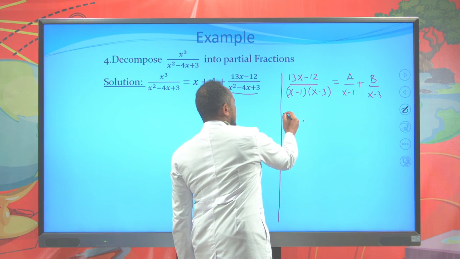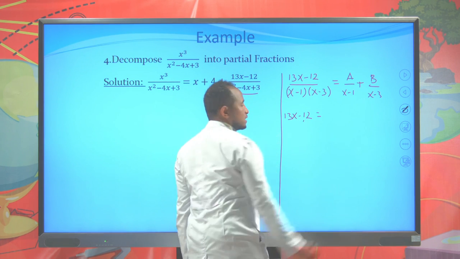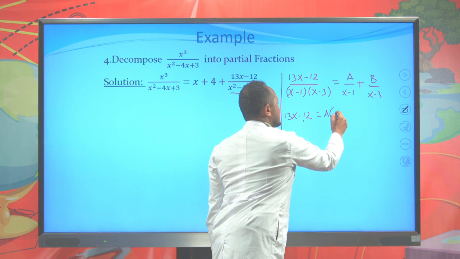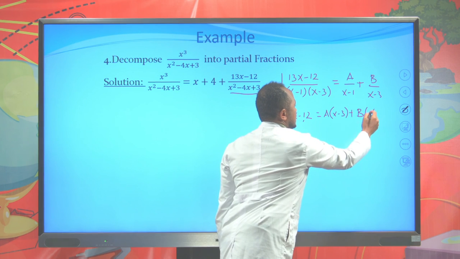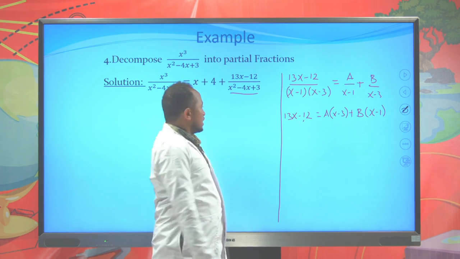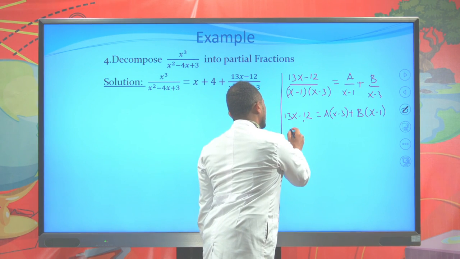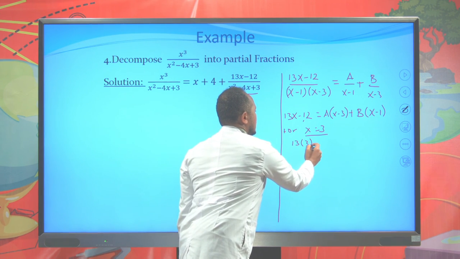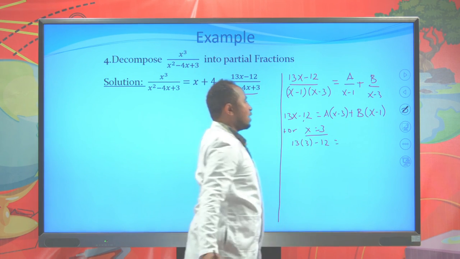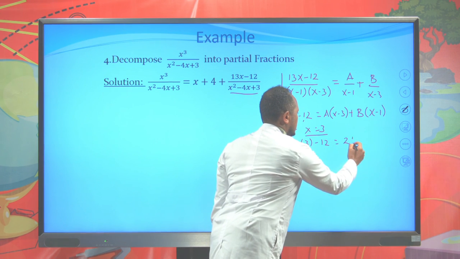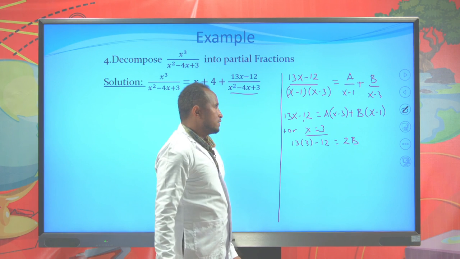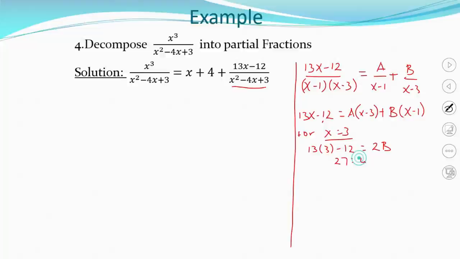From this, 13x minus 12 must be equal to the numerator part, only taking the numerator part since you have the same denominator. So you have a times x minus 3 plus b times x minus 1. Taking x equal to 3, you have 13 times 3 minus 12 equal to, this cancels, 3 minus 1 is 2, so 2b. Therefore, 39 minus 12 gives you 27. Therefore, 27 is equal to 2b. Dividing both sides by 2, b is equal to 27 over 2.